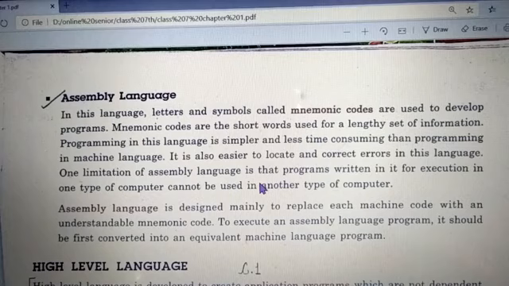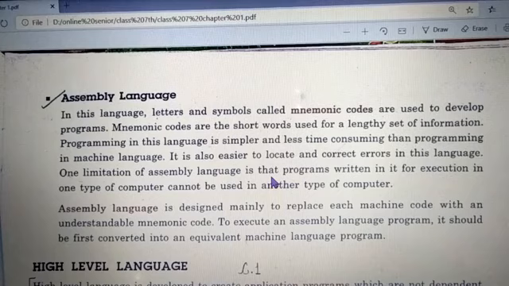It is also easier to locate and correct errors, because we understand this language, so we can find and debug all the errors in it. Now, one limitation, one drawback of assembly language, is that a program written in it for execution in one type of computer cannot be used in another type of computer. So it is limited to one type of computer, and whatever instructions have been given will be for that computer. Now, assembly language is designed mainly to replace each machine code with an understandable mnemonic code.